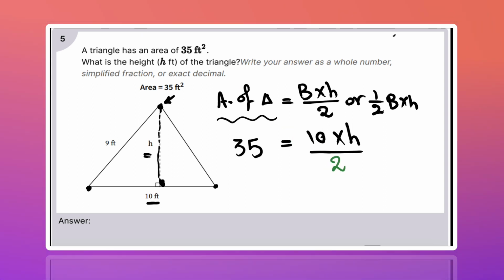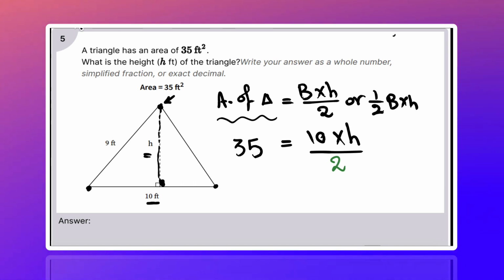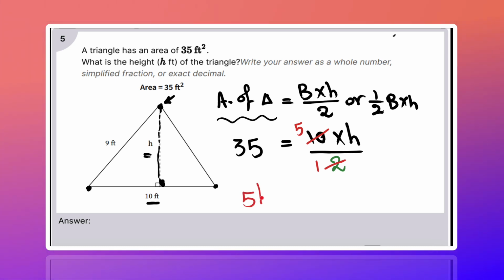After that I have to simplify this fraction to make it easier. We can solve it in more than one way, but the easiest way is to make the fraction in its simplest form. So ask yourself first, can I divide 2 and 10 by a number? Yes. Can I divide by 2? So 2 divided by 2 is 1, and when I divide 10 by 2, it is 5. So after I simplify, it becomes 5h equals 35.